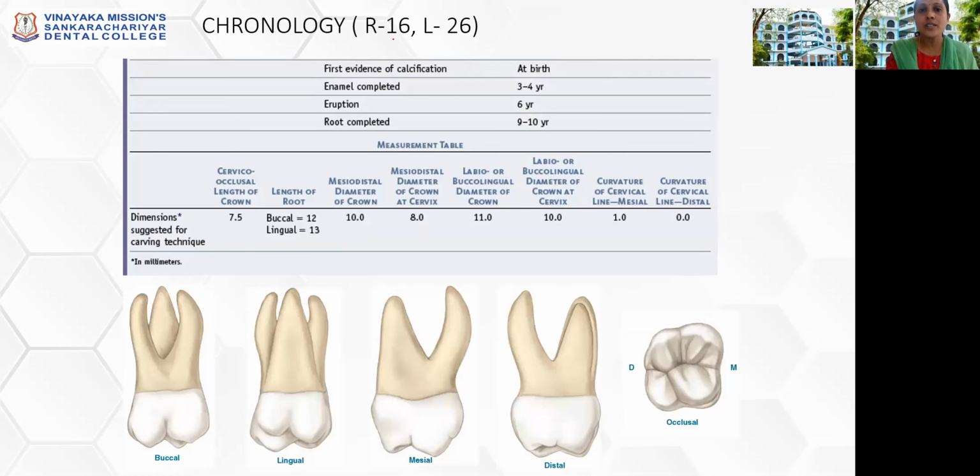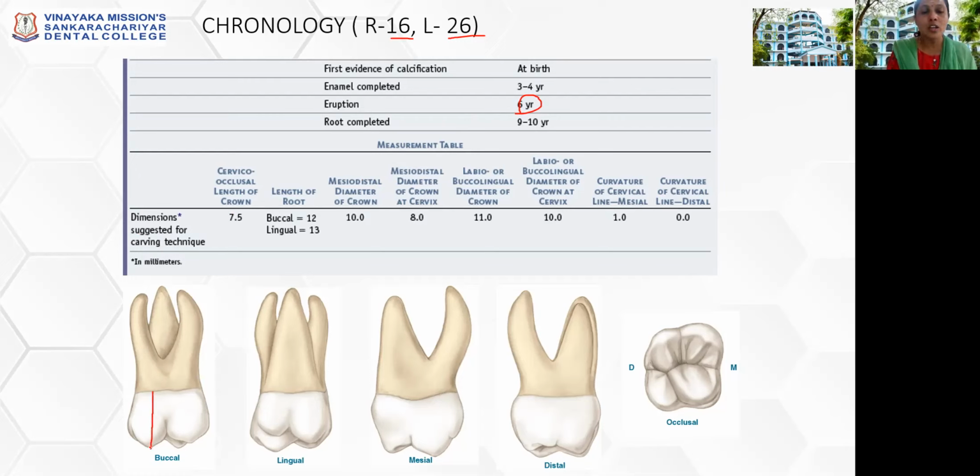Based on the FDI numbering system, the right maxillary first molar is numbered 1-6, and the left maxillary first molar is numbered 2-6. Eruption takes place at 6 years of life, and the root completion occurs at 9 to 10 years. This is the cervical line, and this is the occlusal surface.